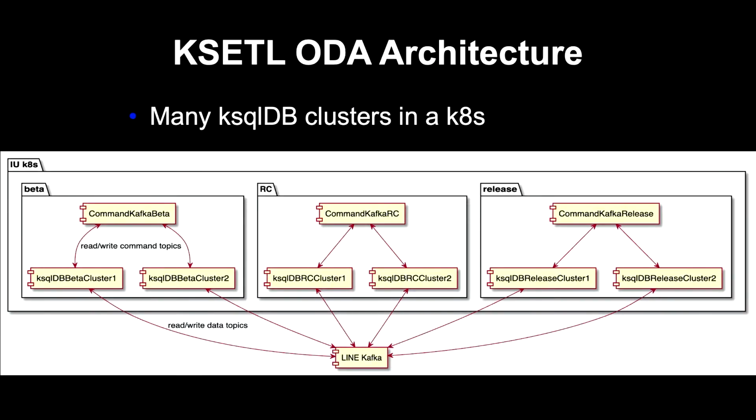So this is the architecture of KSETL ODA. In a big Kubernetes cluster, we have many KSQLDB clusters. They use a common in-house Kafka. Because Line has good infrastructure, it was relatively easy to develop. I received a lot of help from the Kubernetes and Kafka operation teams.